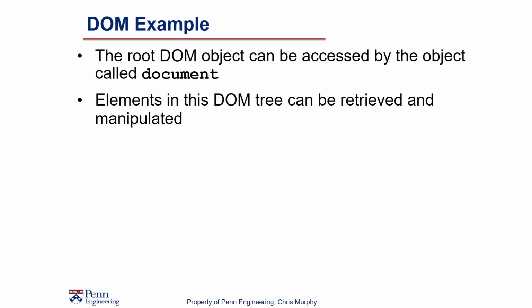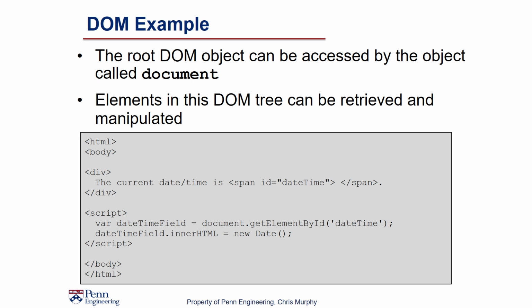So how then do we access the DOM in our JavaScript code? We can start by using a global variable called document, which represents the root of this tree structure. From the document we can access other elements in the tree, and then we can manipulate them to change their HTML.